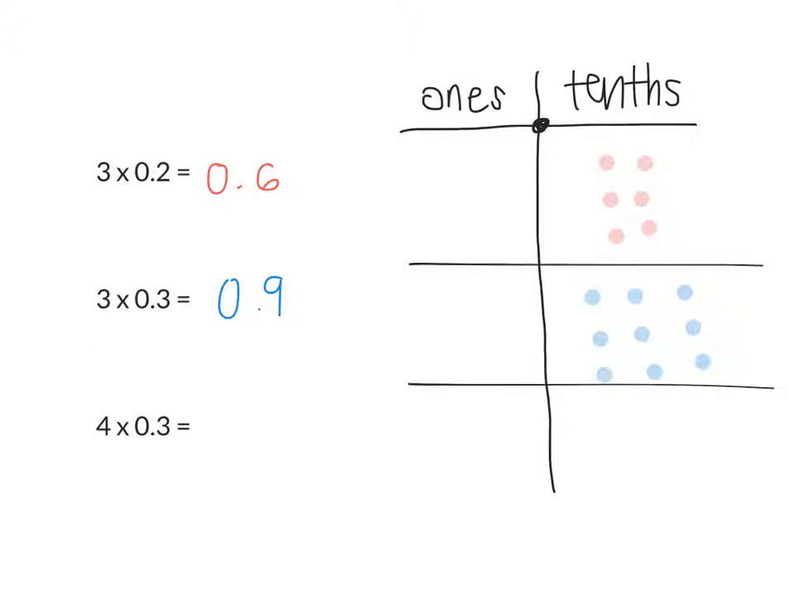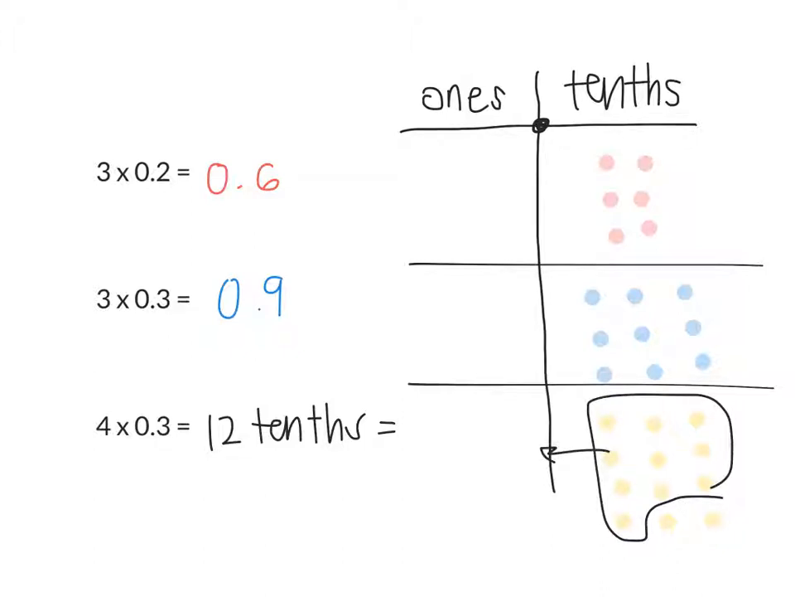Last example. I have 4 copies of 3/10. So let's start with 3/10. 1, 2, 3. How many copies do I need to make? 4. I have 1 copy, so there's 2 copies, 3 copies, 4 copies. What do I have? 12/10. So I could write this as 12/10, but that's not in standard form, is it? We know that 10 of these can be regrouped, can't they? Yeah. 10 tenths equals 1, 1. So what I really have is 1 and 2/10.